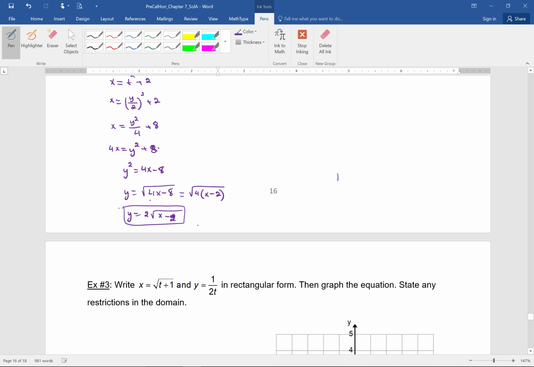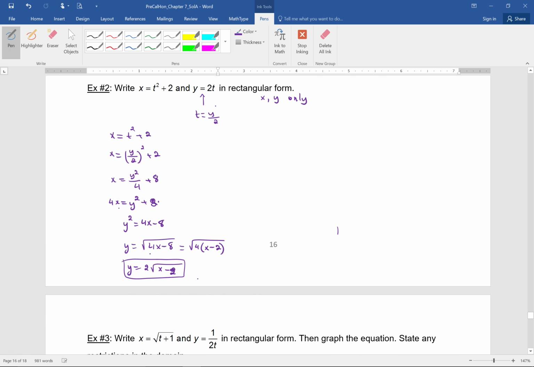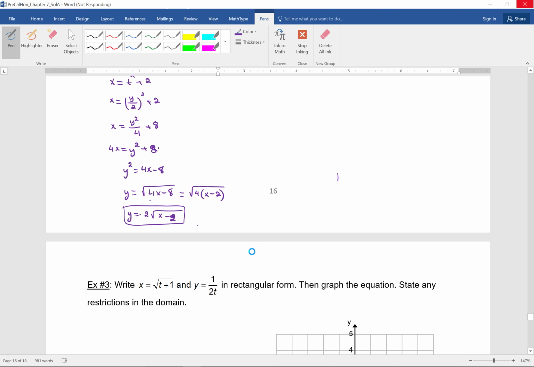All right, so let's go to the next one. One thing I would like to mention is when you take a square root, you don't say positive or negative, right? Because if you look at the original equation that you're given, y equals 2t, you want your y to be positive, right? You want your t to be positive. So it's all the values that give you your positive y when t is positive.